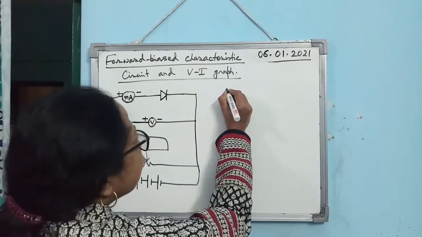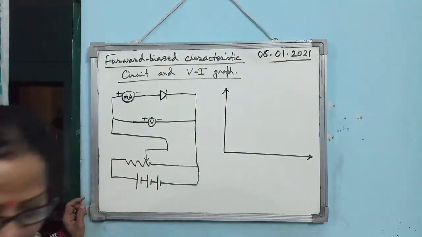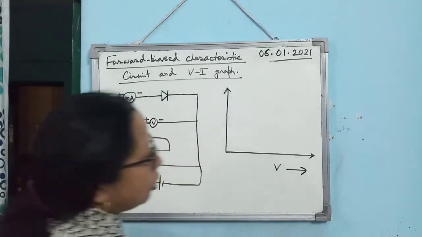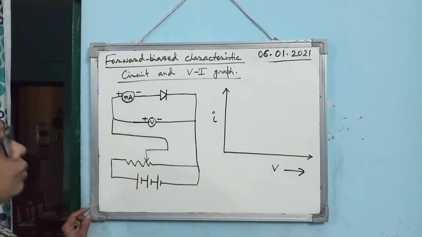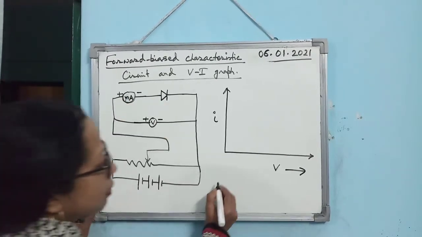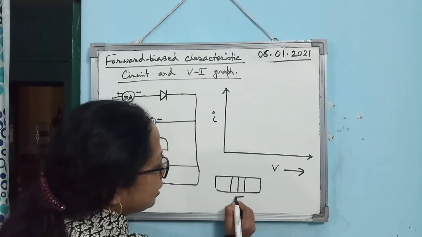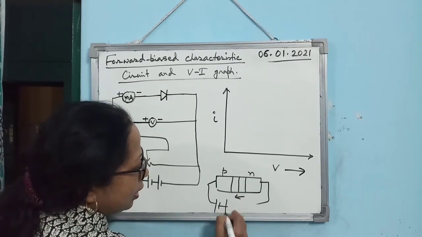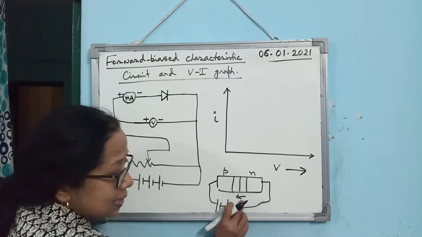Now if you draw the forward biased characteristics graph, here you plot V along the x-axis and current along the y-axis. Remember, in the forward biasing condition, I am just showing it. This is the depletion region, and this is P and this is N. When you join the battery, what is it doing? It is decreasing the depletion region.